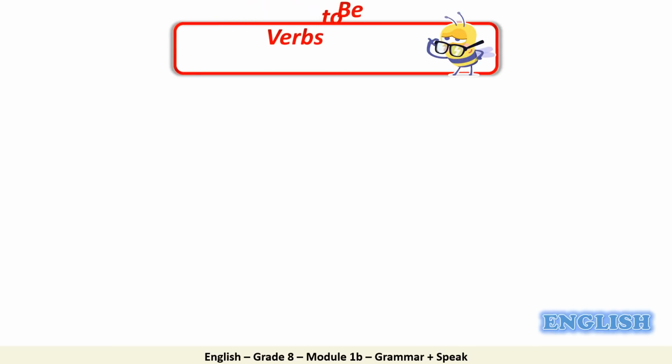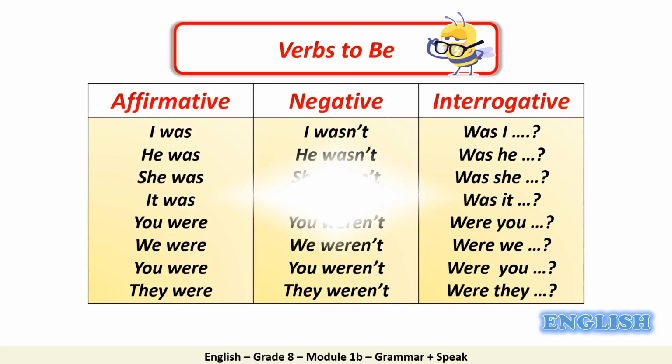Verbs to be. The be verb in the past simple tense can be used to describe a past general state. We use the be verbs was and were in this tense. Take a look how we form an affirmative sentence using verbs to be. To make an affirmative sentence, we say, for example, I was late yesterday. He was late yesterday. She was late yesterday. But you were late yesterday. We were late yesterday. And they were late yesterday.